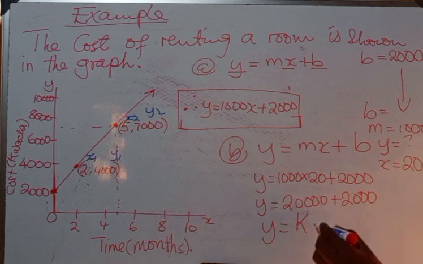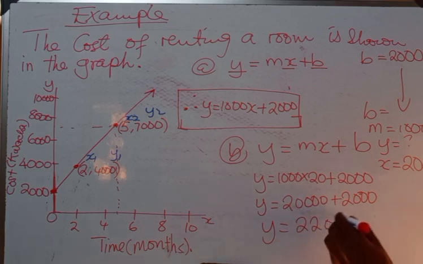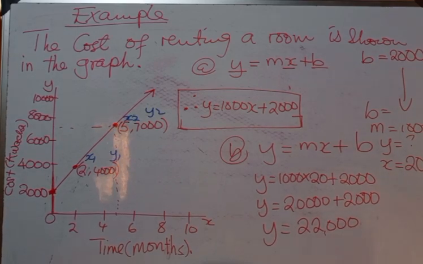The value of y will be the cost, so I can even put it in terms of money. The value of y will be 22,000. So our final answer is it will cost 22,000 to rent the room for 20 months. The cost for 20 months rent is 22,000.